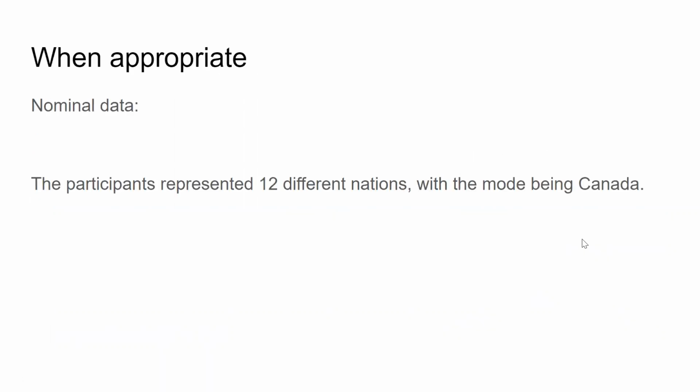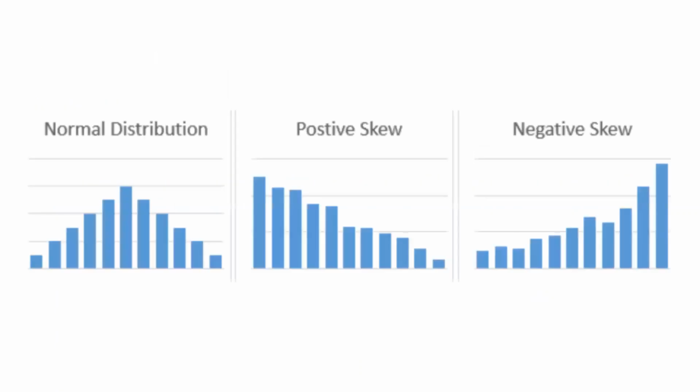All right. You can also have mode for nominal data. So if you have participants from 12 different nations and most of them are from Canada, the mode would be Canada.